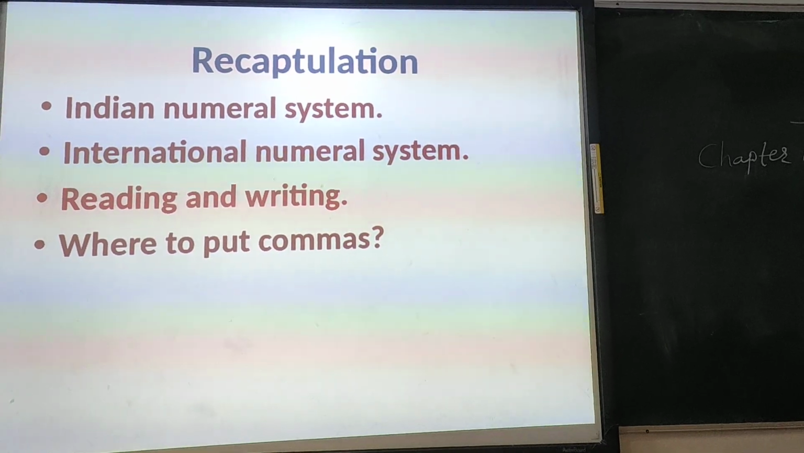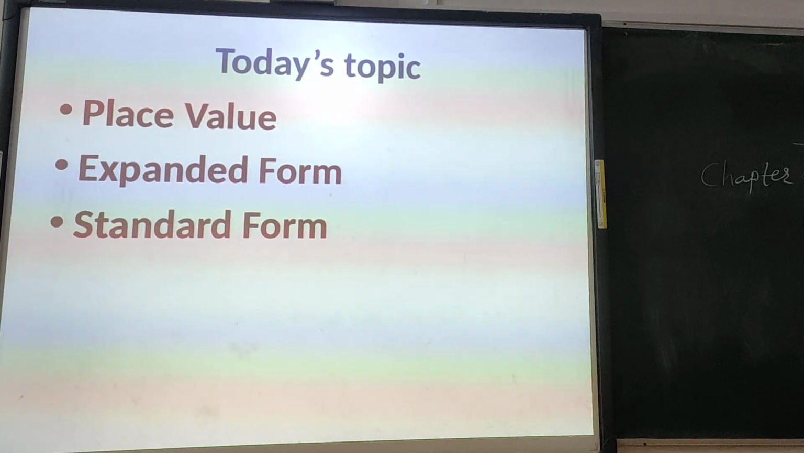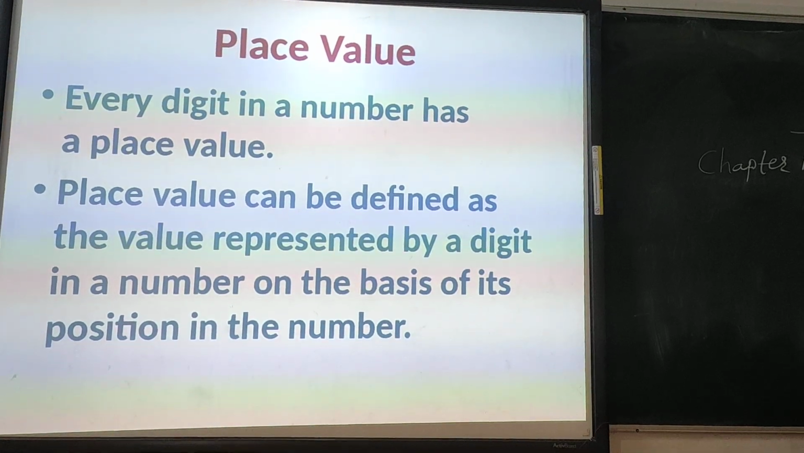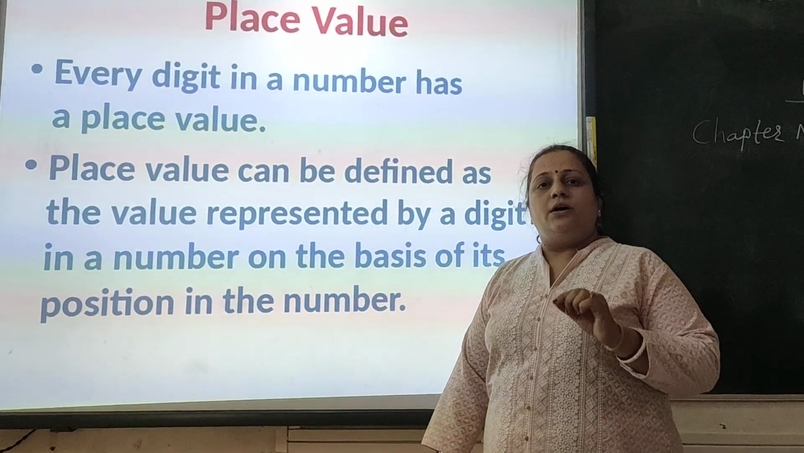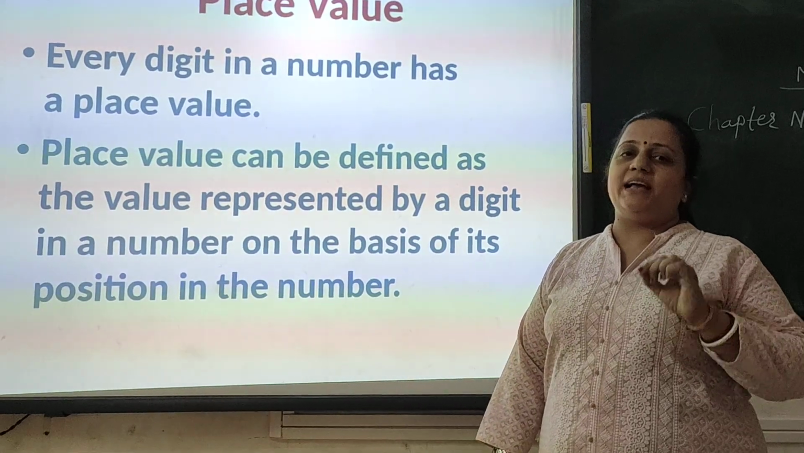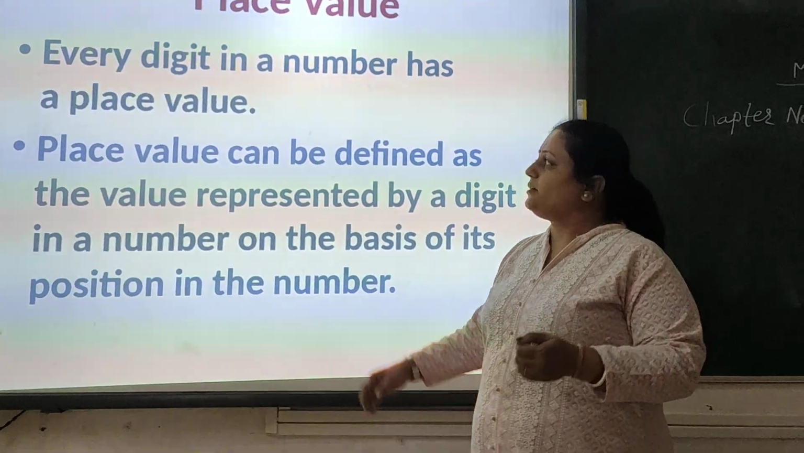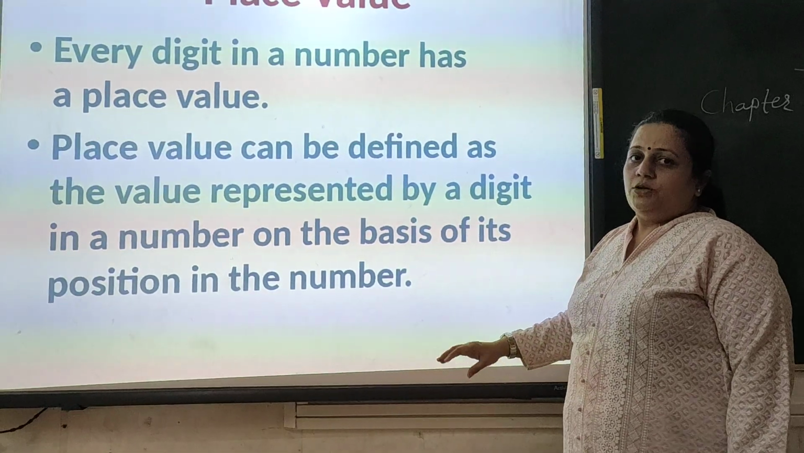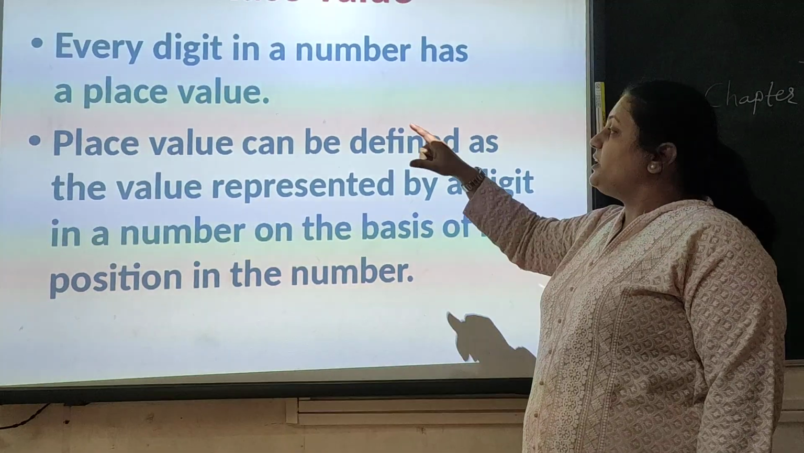Now today's topic is place value, expanded form and standard form. So first we will see place value. What is meant by place value? Every digit has a place. Whenever we write any number, 2 digit, 4 digit, 8 digit, 9 digit, whatever the number, every digit has its own place, as you have been learning from class 1. So every digit in a number has a place value, according to the place on which that digit appears.